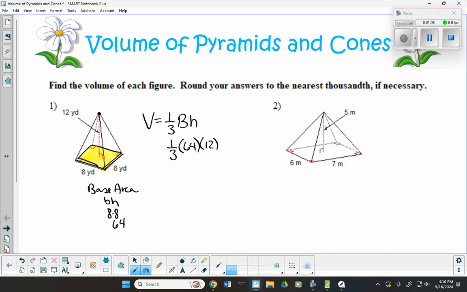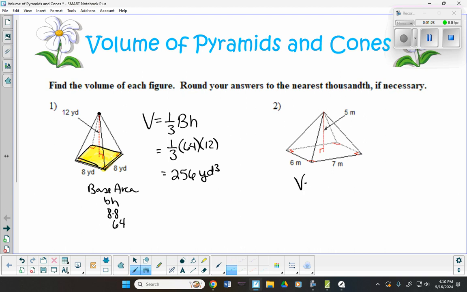And then we can calculate that. So it would be 1/3 times 64 times 12, which is 256. And it is volume, so it's cubic units. And that's your answer.